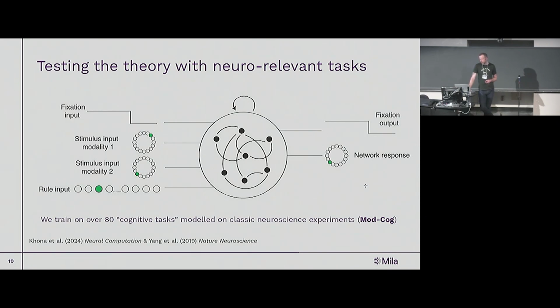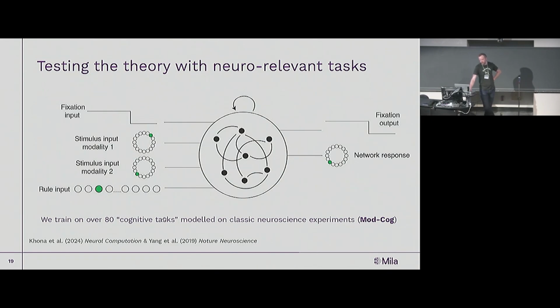So in this case we used the ModCog suite of tasks. This is a group of 80 cognitive tasks modeled on classic neuroscience experiments where a recurrent neural network is tasked with having to take in 2 circular stimulus inputs, and then depending upon the rule input that it receives, when the fixation input drops, it needs to give an output to this other circular variable depending upon the rule that's specified. So for example, it could be something like output stimulus 1 after some delay, or output the opposite of stimulus 2 after some delay, etc.